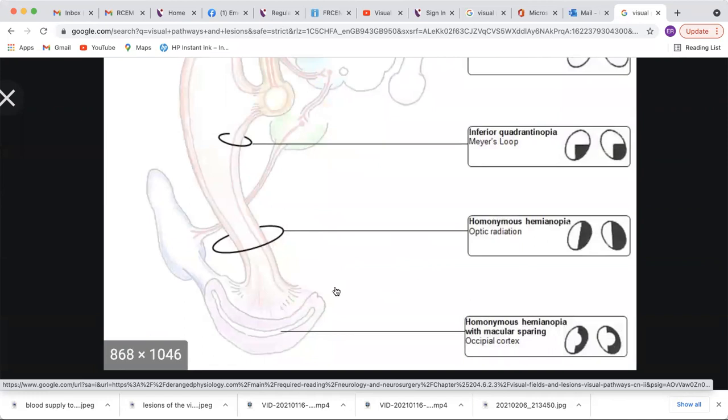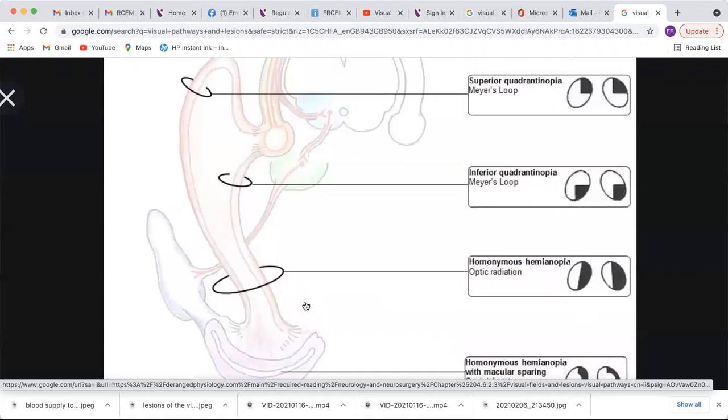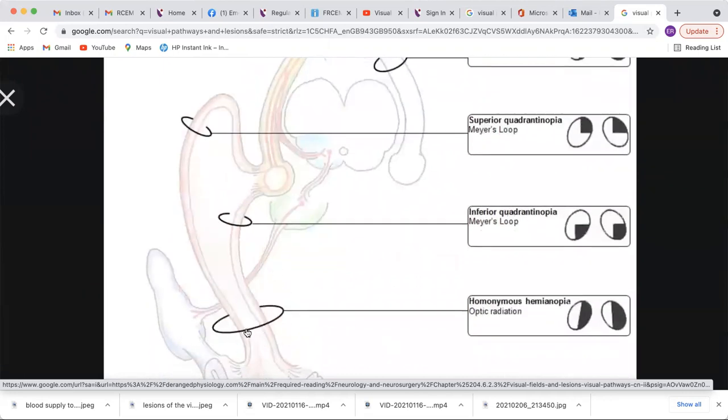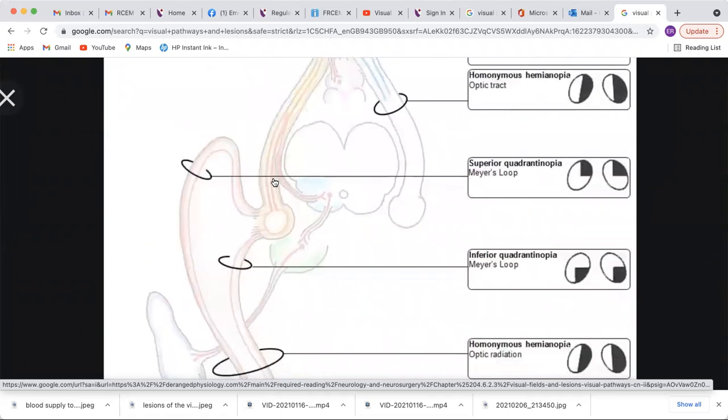However, a lesion in the occipital cortex causes homonymous hemianopia with macular sparing. The question does not describe any evidence of macular sparing, so let's not assume the lesion is in the occipital cortex. The lesion can be either the optic tract, which can cause homonymous hemianopia, or the optic radiation. The other thing is that there are loops, the superior and inferior Meyer's loops.